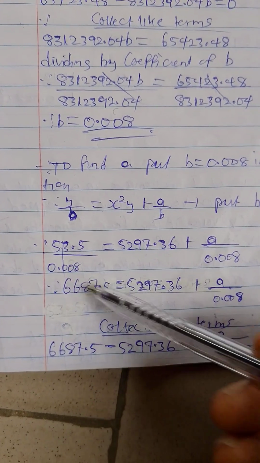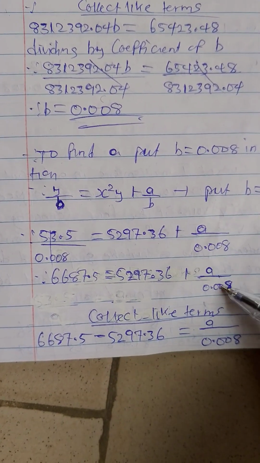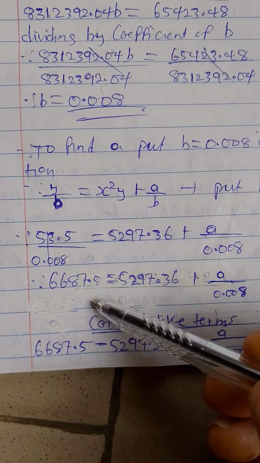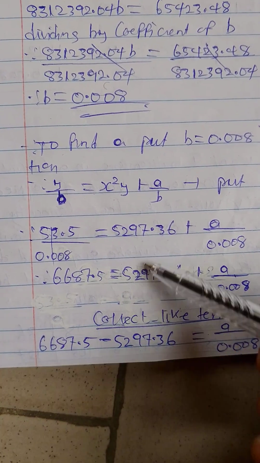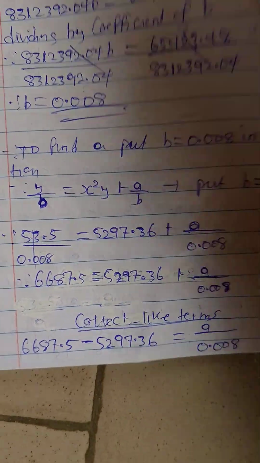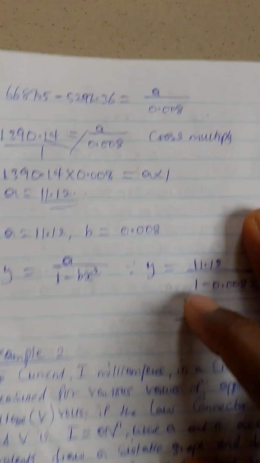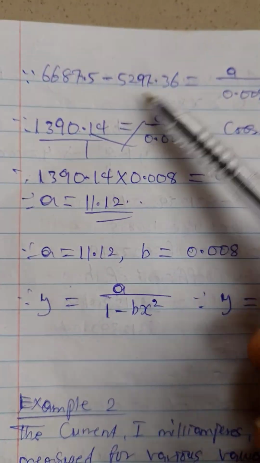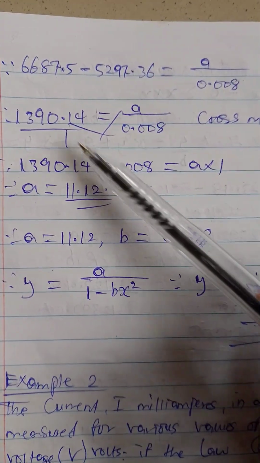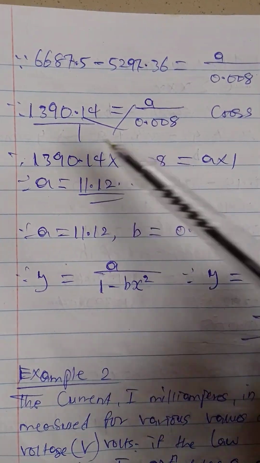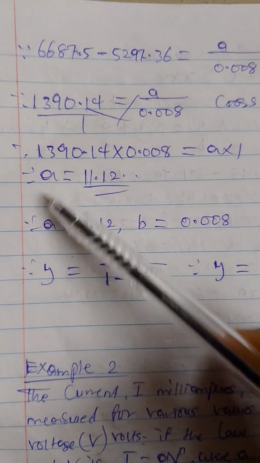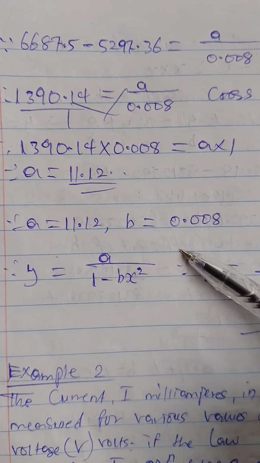This divided by this will give you this, which is equal to this plus a over 0.008. Collecting like terms, the cost over here becomes minus, so 6687.5 minus this is equal to a over 0.008. Now this minus this will give a over this. Now cross multiply: this times this is equal to a times 1, which is 11.2. a times 1 is a, so a is 11.2 and b is 0.008.